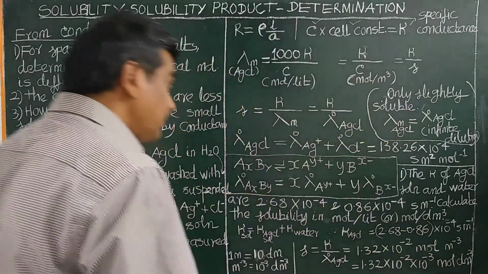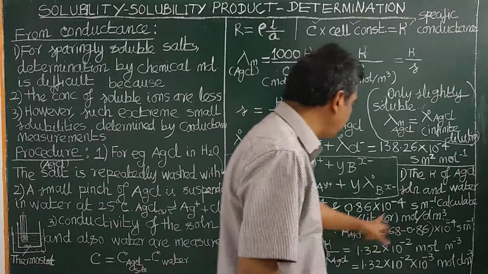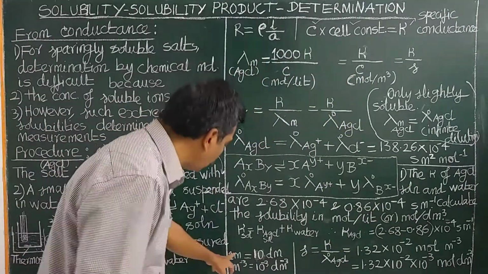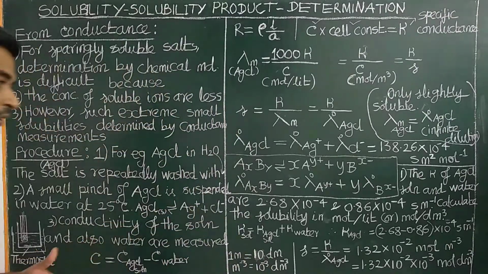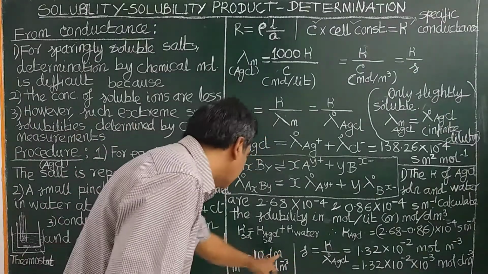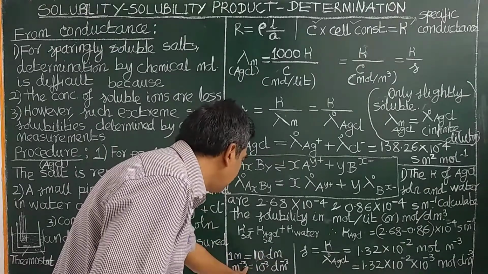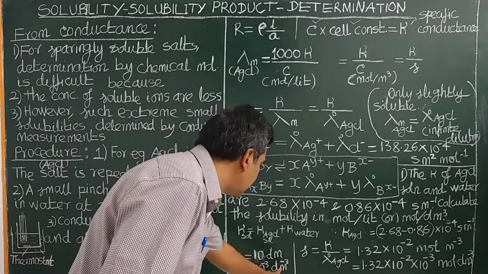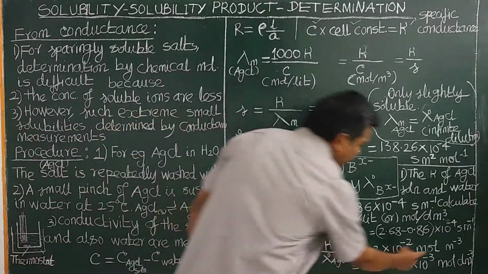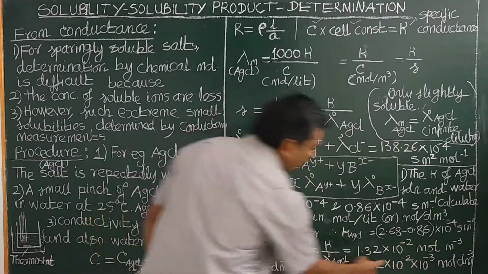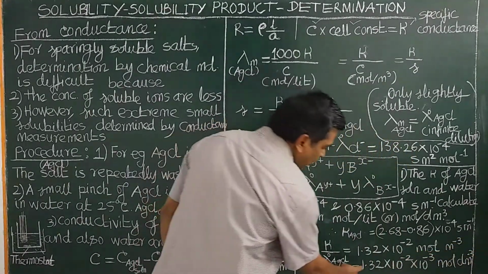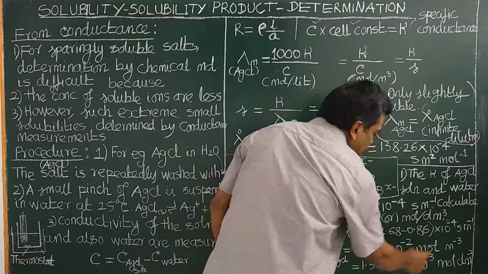But they have asked to calculate the solubility in moles per decimeter cube. How is it calculated? The unit conversion is very, very important now. 1 meter equals 10 decimeter. Therefore, 1 meter cube equals 10 power 3 decimeter cube. Therefore, you substitute: 1 mole per meter cube equals 10 power minus 3 mole per liter or mole per decimeter cube. Therefore, 1.32 into 10 power minus 5.